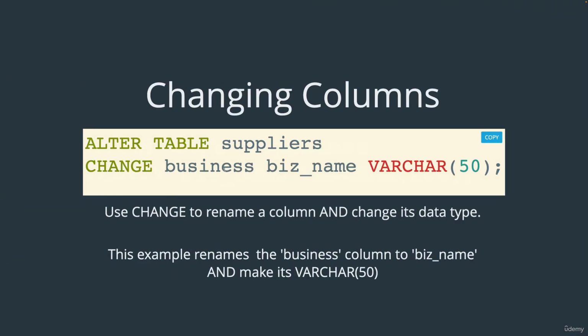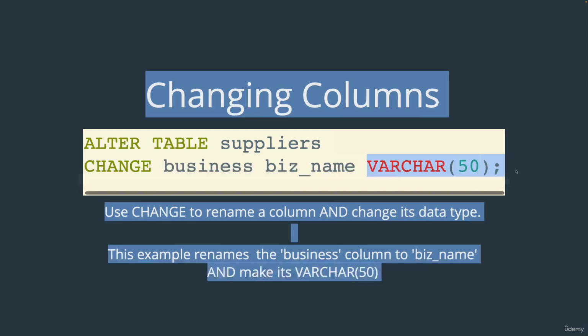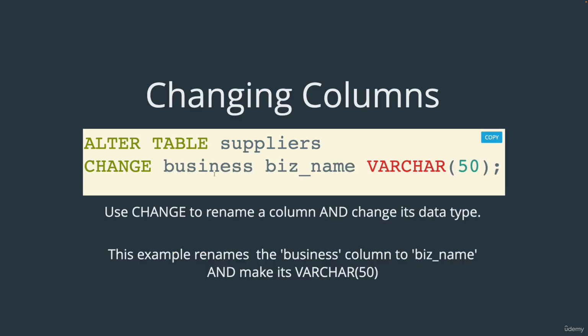There's also a second option. If you wanted to rename a column and change its definition, you can use change. So I use this less often because a lot of the time I might just want to modify an existing column, not rename it. But if you use change, you have to say the current column name, then the new column name, and then the new column definition. So this is saying take the suppliers table, change the business column, rename it to bizname, and set the definition to be a varchar of 50.